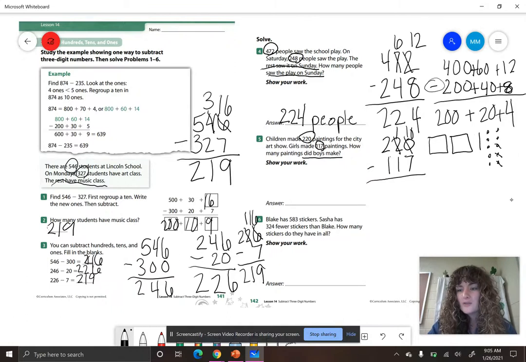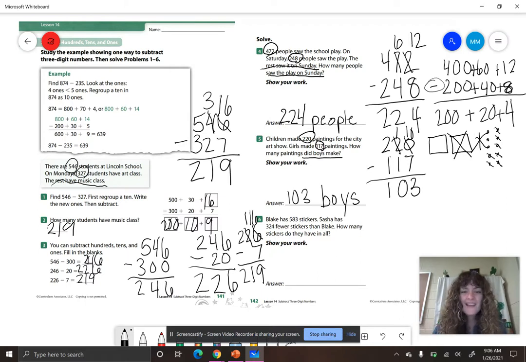Now I have 10 ones and I'm going to take away 7. So 1, 2, 3, 4, 5, 6, 7. How many ones are left? 3 ones. Now I hop on over to my tens place. I have 1 10 and I'm taking away that 1 10. How many tens are left? 0. And then I go to my hundreds. My hundreds did not change. So I have 2 hundreds and I'm taking away 100. 2 hundreds minus 100 is 100. So how many boys made paintings? 103 boys. Oh, we're going to erase that and fix it. 103 boys.